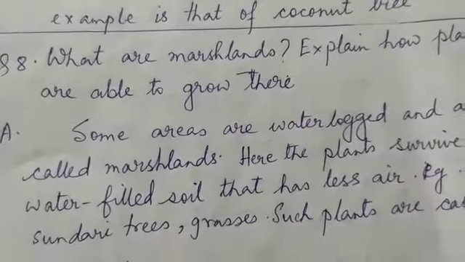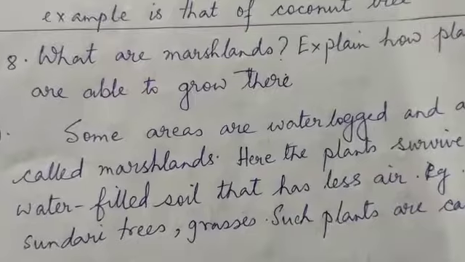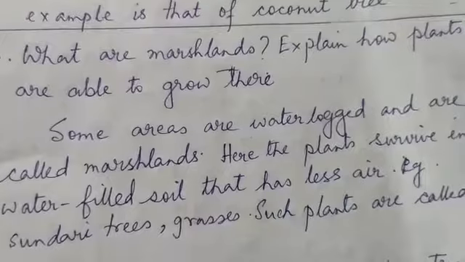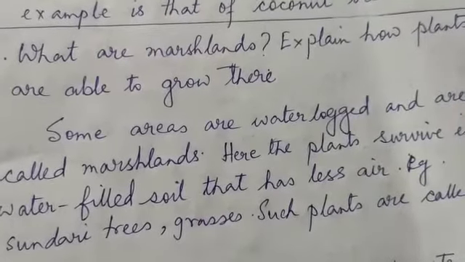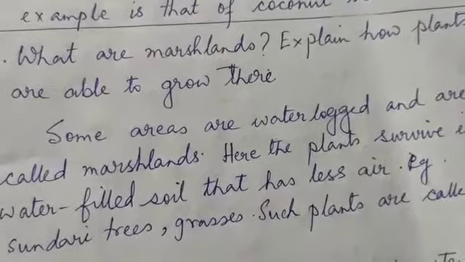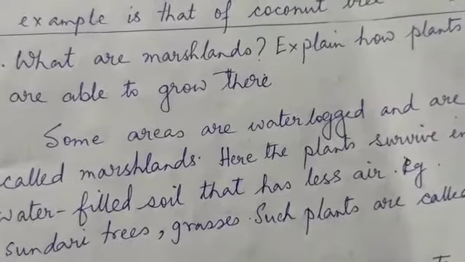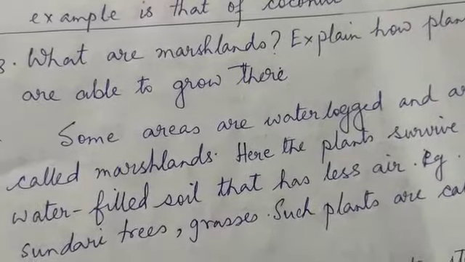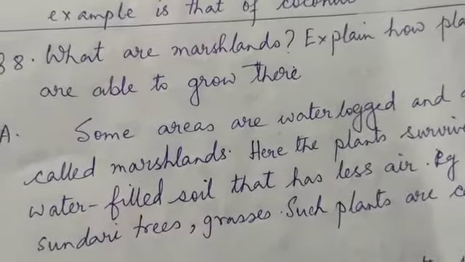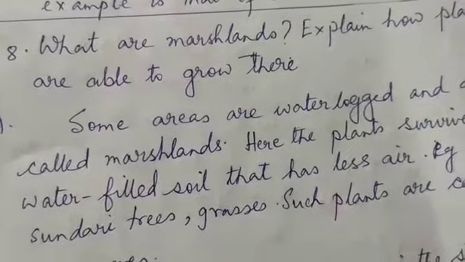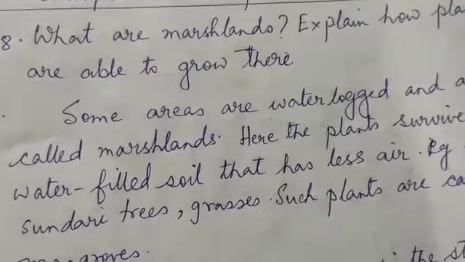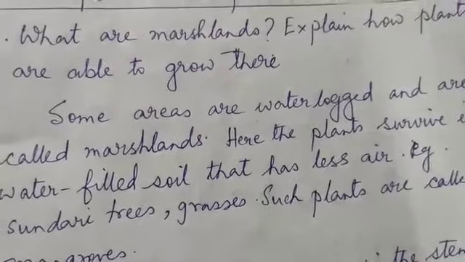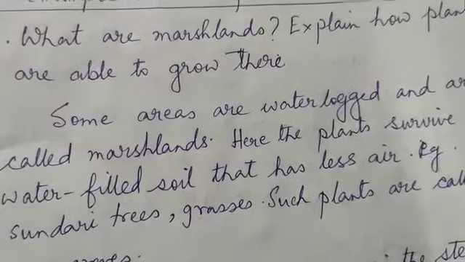Question number 8. What are marshlands? Explain how plants are able to grow there. Answer. Some areas are waterlogged and are called marshlands.